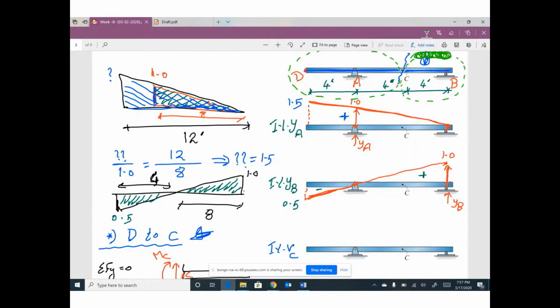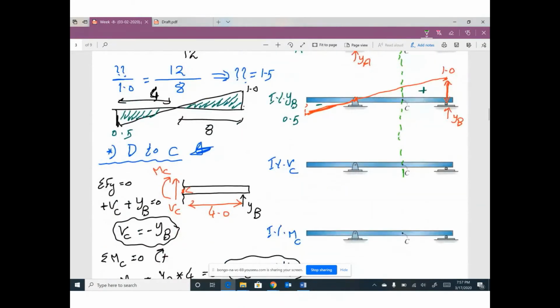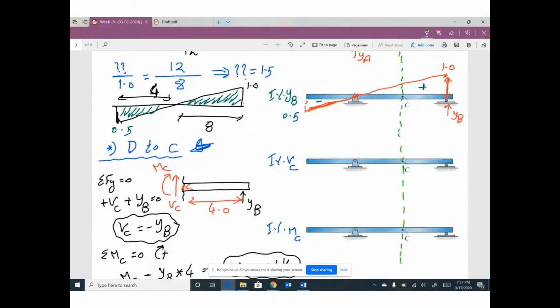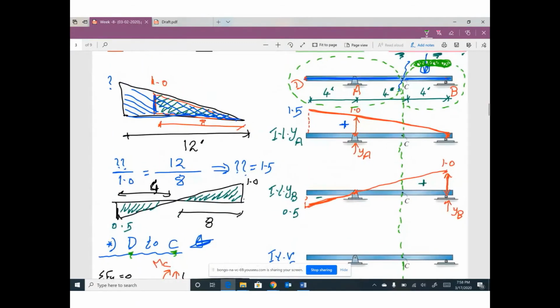I recommend drawing a vertical line from C like this. Very important. Okay, then go ahead and do some cut and paste. What do I mean? From D to C, what is the value of shear? Negative YB, based on your calculations. From D to C, where is YB? Go back to your diagram. Here is YB.